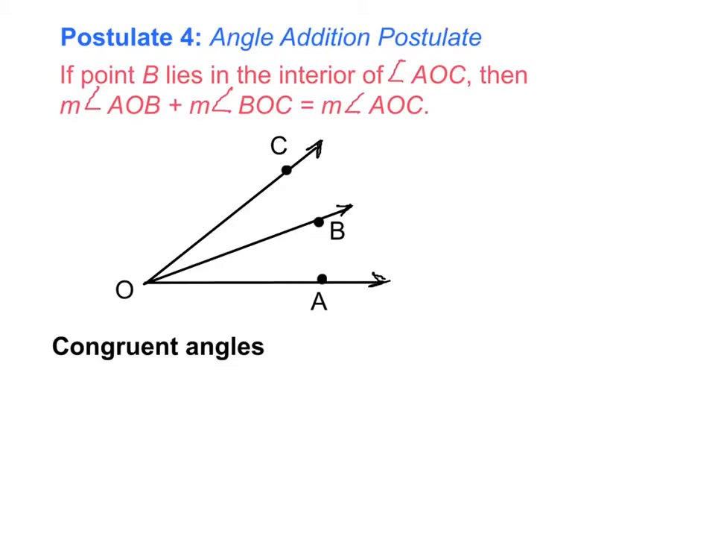So now we're going to have a few definitions. The first of these is congruent angles. These are angles that have equal measures. So congruent angles are angles that have equal measures.